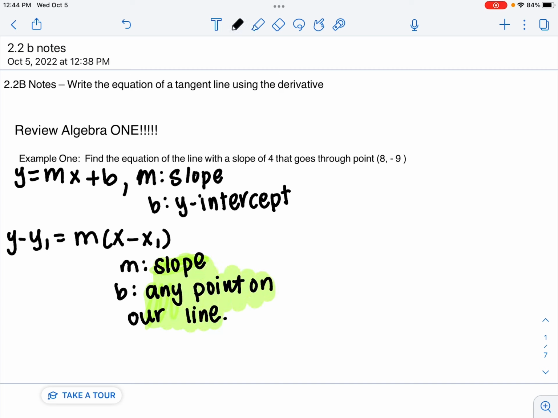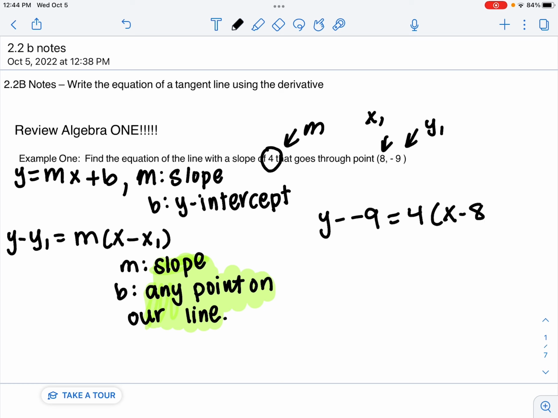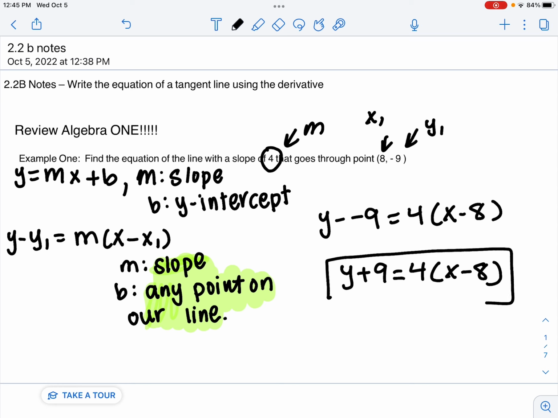And so that's what I'm going to do. 4, again, is our slope, and then 8 is going to be x1, and then negative 9 is going to be y1. And so I'm going to do y minus negative 9 equals 4 times x minus 8. I'm going to clean that up a little bit because subtracting a negative turns into addition. And this right here will be my answer. This is the equation of the line in point slope form.